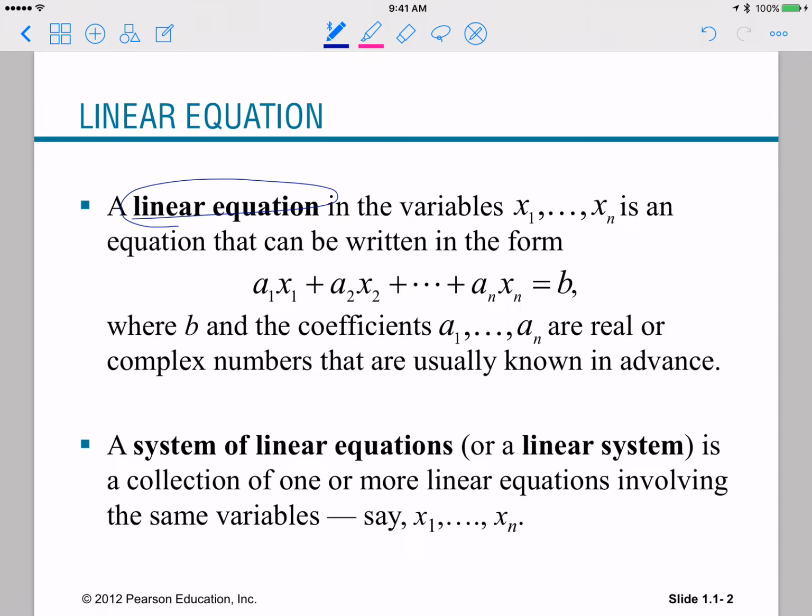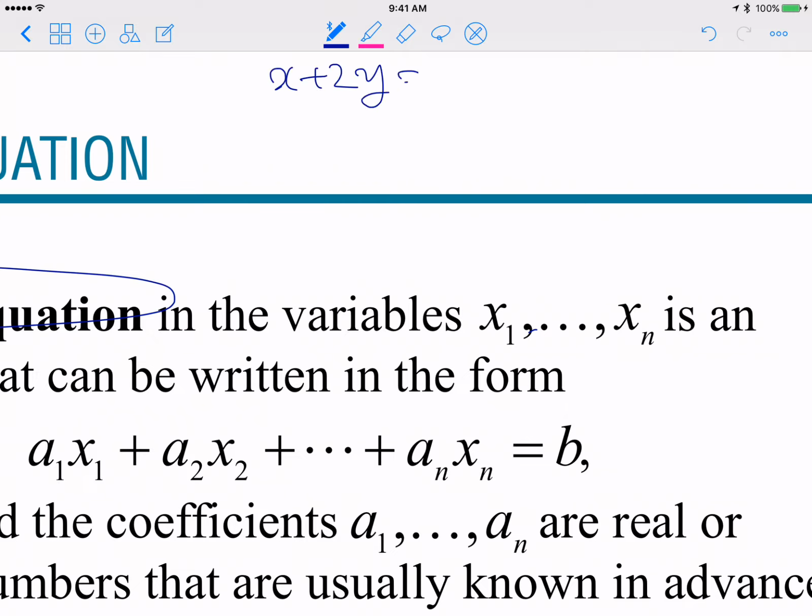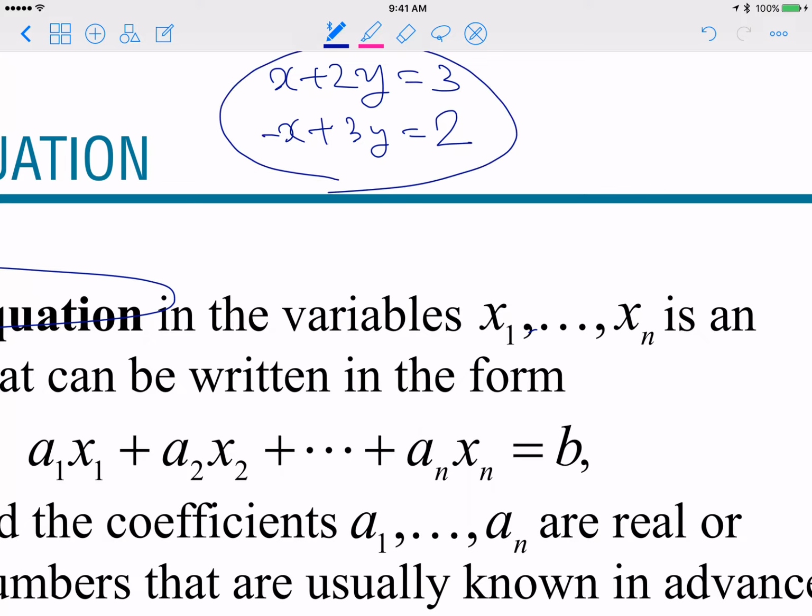The first one is a linear equation. An equation involves variables, which are unknowns, right? We do not know yet the exact value for these variables, like x1 through xn, or in general, x plus 2y equals 3, minus x plus 3y equals 2, right? So this is basically one example of a linear system.